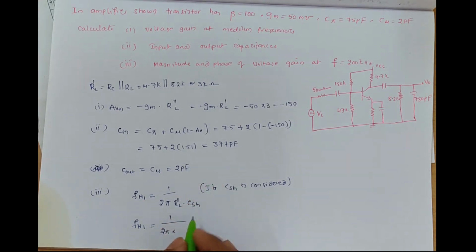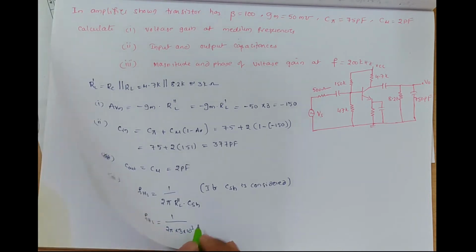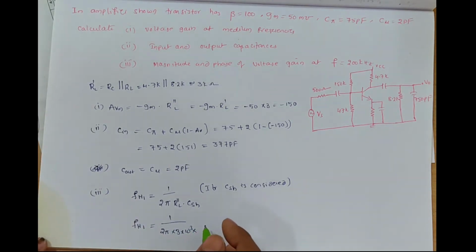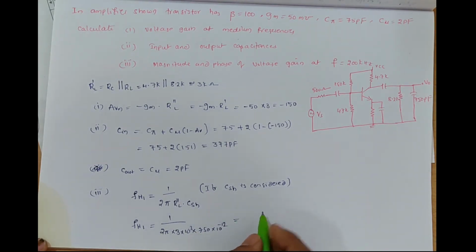It equals how much? 3 kilo ohm, that is 3 into 10 power 3, into C sh equals 750 picofarad. Pico means 10 power minus 12. So from this we can write fH1 is approximately 70.7 kilohertz. Now we have calculated fH1 when we consider C sh.